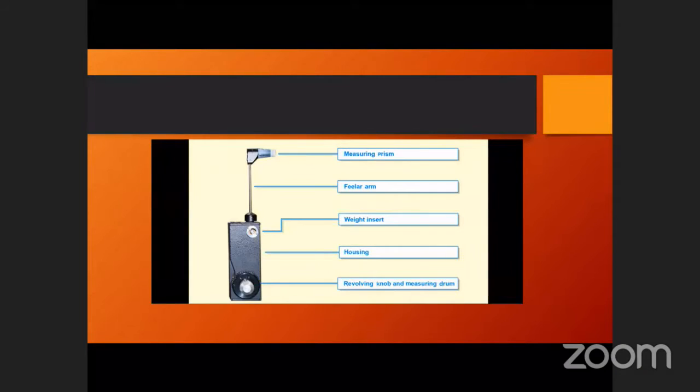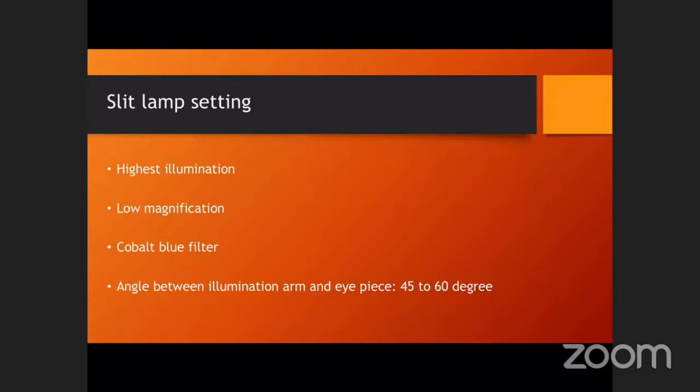These are the important parts of the Goldmann applanation tonometer. On the top, there's a biprism. Then you have a housing and a revolving knob to measure the pressure. Most importantly, what would be the slit lamp settings? Our slit lamp should be on the highest illumination, low magnification, the cobalt blue filter should be on, and the angle between the illumination arm and the eyepiece should be around 40 to 60 degrees.